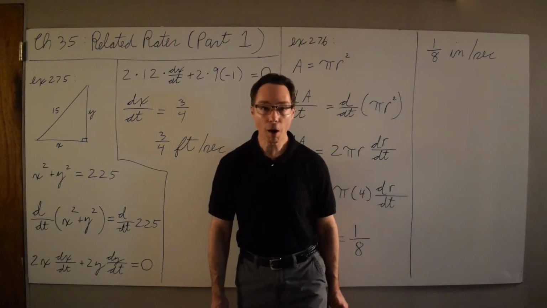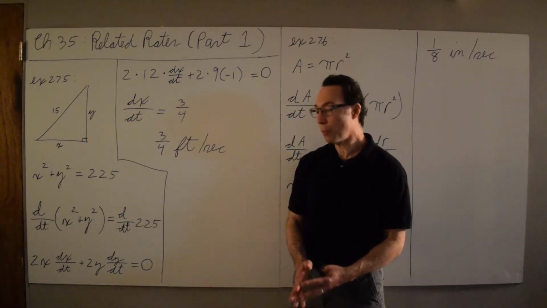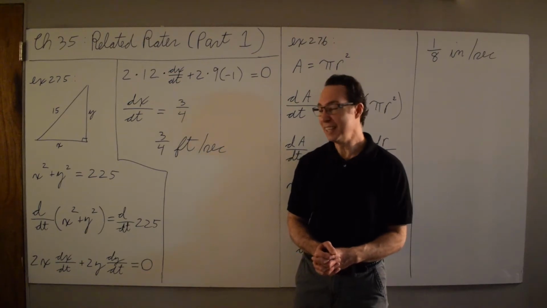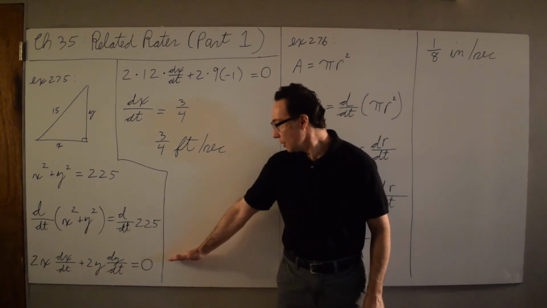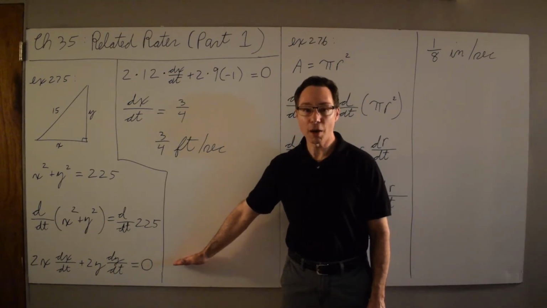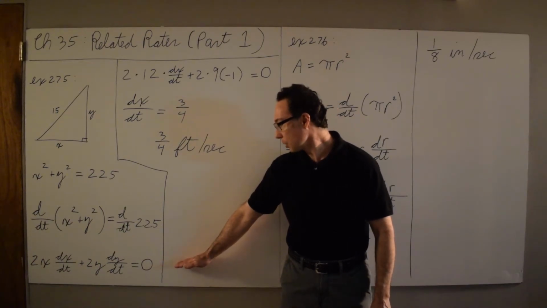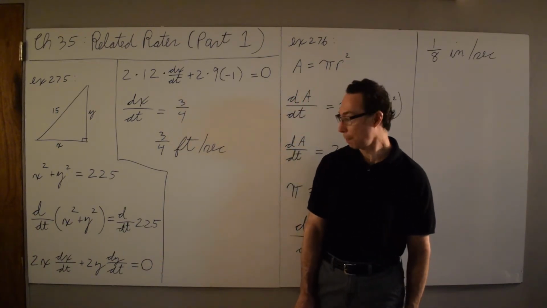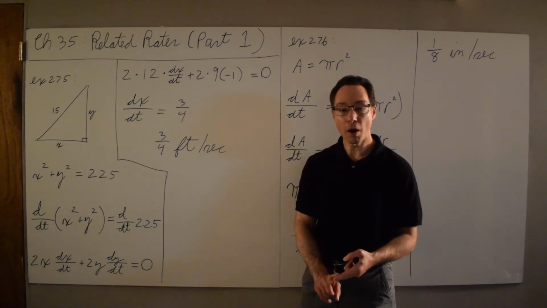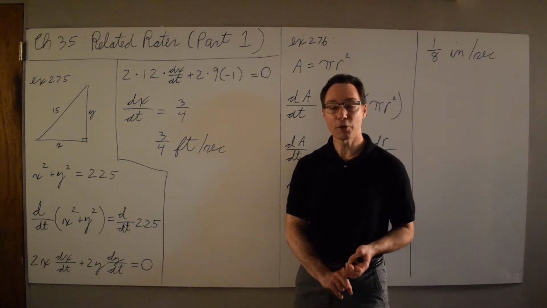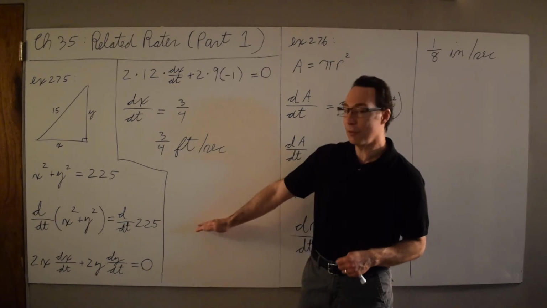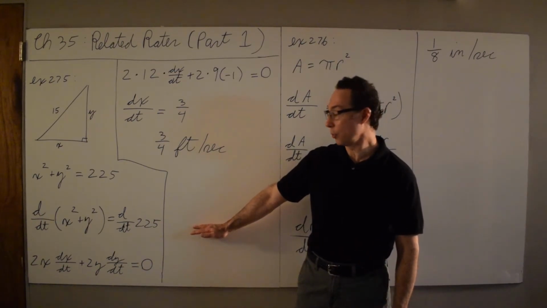Now we look at the problem. And in the problem, we have to have been given the value of these variables or enough information to find the value of 3 of these variables. We're looking for dx/dt. So the x, the y, the dy/dt either have to be given or we have to have been given enough information to find those first.